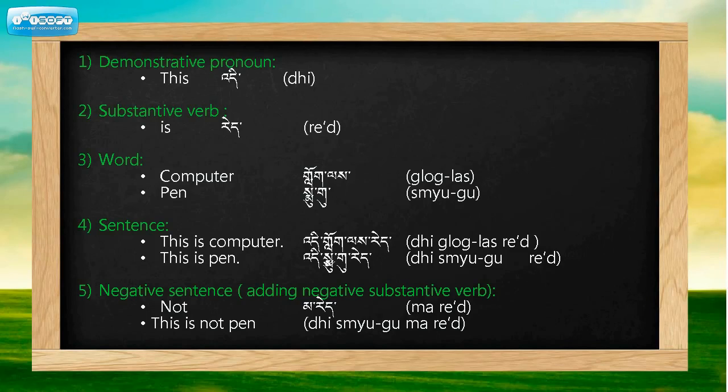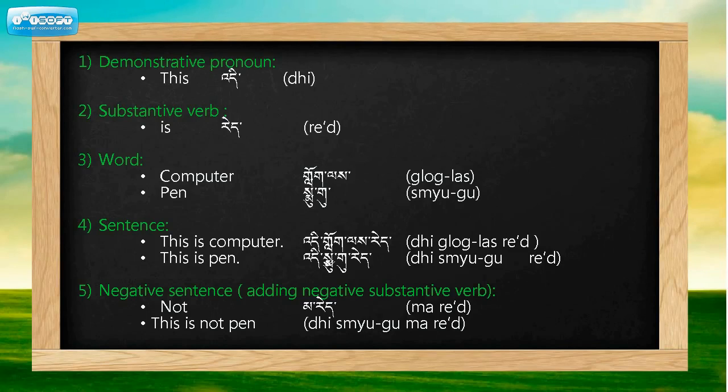Now let's make a sentence. This is computer. This in Tibetan is di, is is re, and computer is lokle. So this is computer would be di lokle re. For our second sentence, this is pen, it would be di nyuku re.